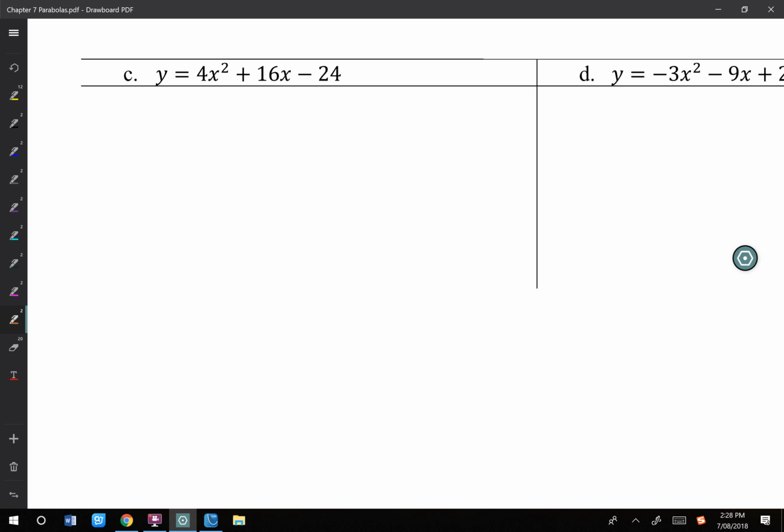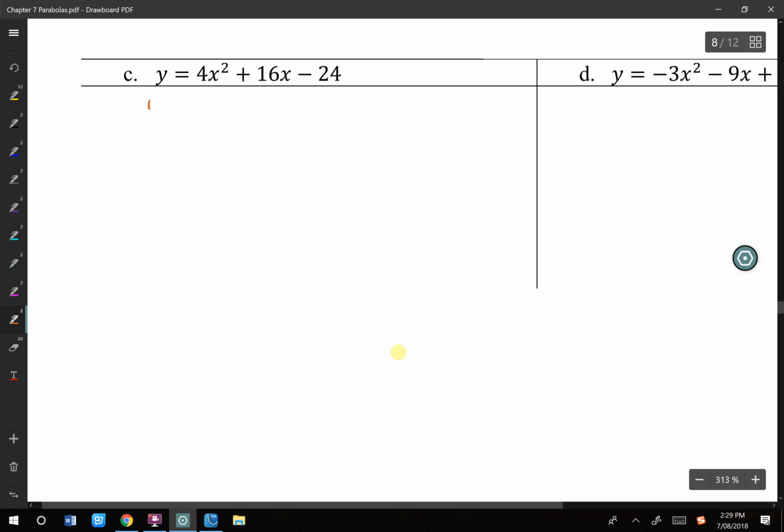Start with C. Completing the square. If we want to do completing the square, we have coefficient 4 for x squared. Can we still do that? What should we do first? Factorize. Okay, so we factorize. y equals 4(x squared plus x minus 6).